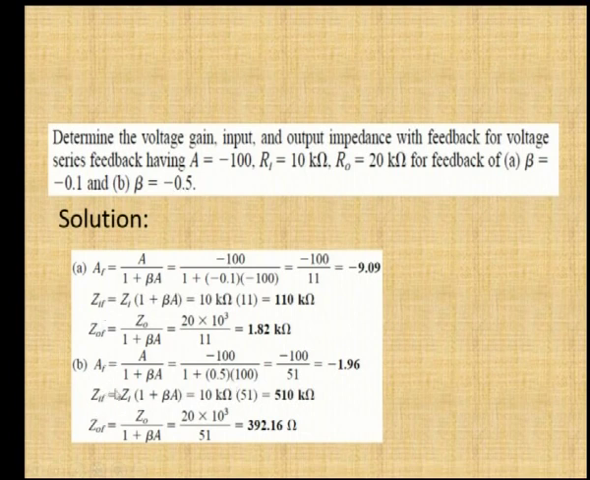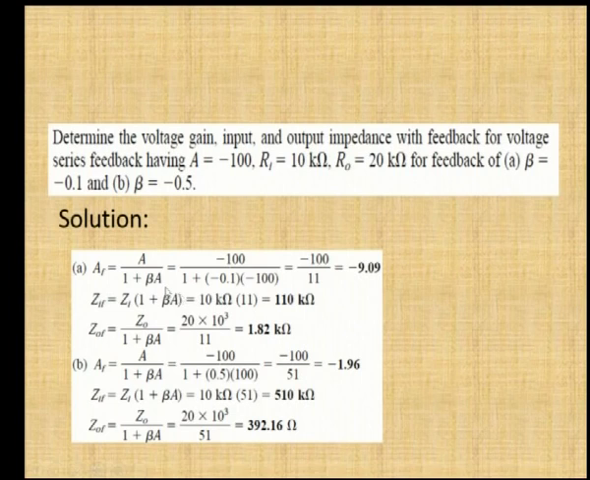And if you compare the input impedance, previously it is 110 kilo ohms, now it is 510 kilo ohms. It is considerably increased. And what about the output impedance? Previously it is 1.82 kilo ohms and now it is 392.16 ohms, right? So, it is reduced when you compare it with the previous case. So, if you slightly change the value of beta, that is the feedback factor, then you can trade off between the gain and the input impedance and output impedance.